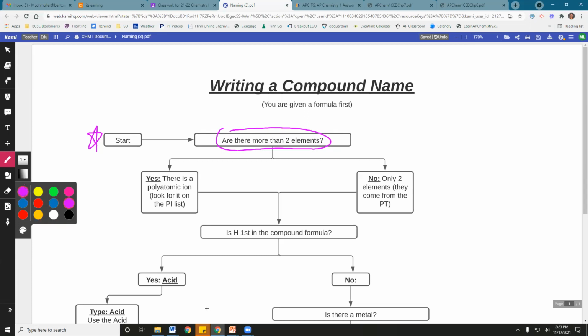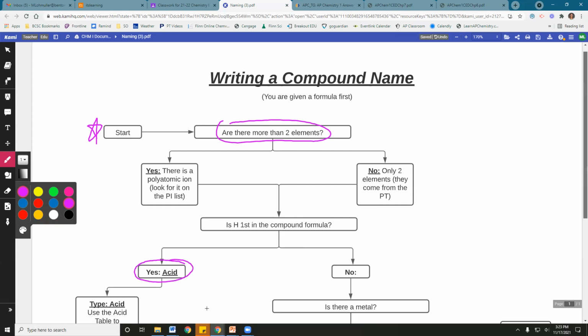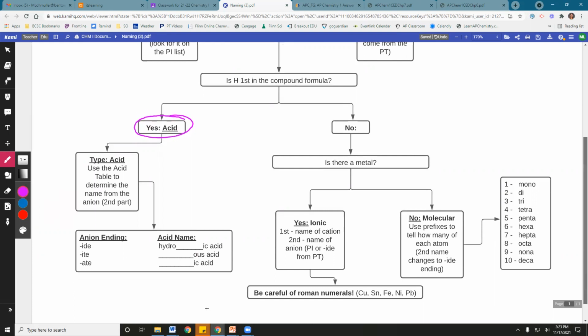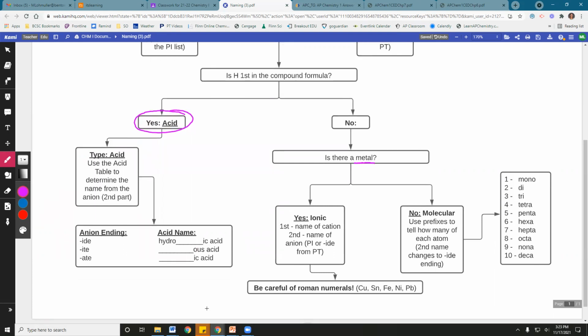So you have to ask, is H first? Because if it is, then you have an acid type of compound, and then you would follow the format to know how to name it, okay? If it does not start with H, then the difference between molecular and ionic is if it contains a metal. If it contains a metal, then it would be an ionic compound, so you do not use prefixes. If it only contains nonmetals, then it is molecular, so you do use prefixes. So there is that difference there. They're very, very similar, ionic and molecular, but the molecular use prefixes.